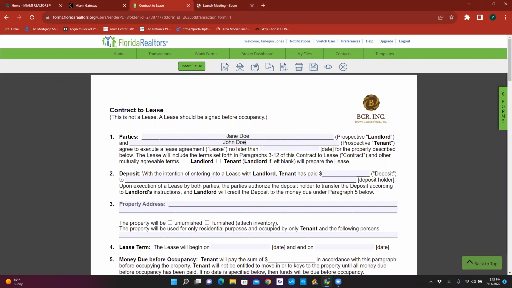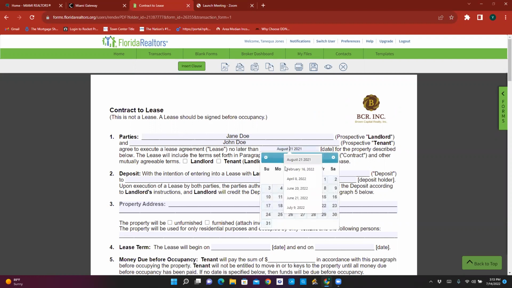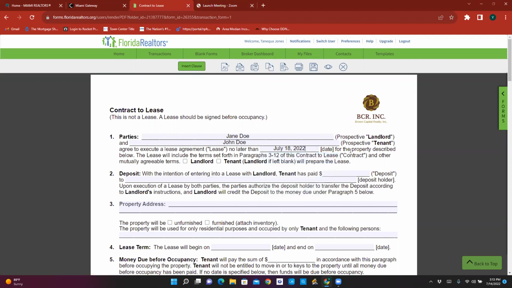And it states that the parties agreed to execute a lease agreement no later than, today's the 14th, so I'll put the 18th here, for the property described below. The lease will include the terms set forth in paragraphs 3 through 12 of this contract to lease and other mutually agreeable terms. Landlord or tenant, if left blank, landlord will prepare the lease. 99.9% of the time, the lease is prepared by the landlord, so I'm going to check that off.